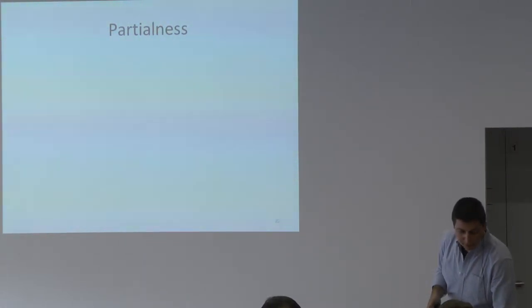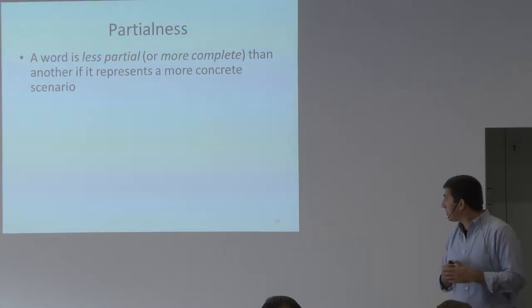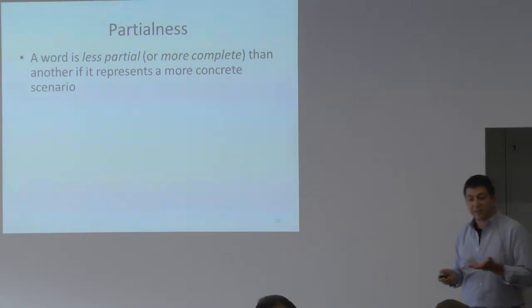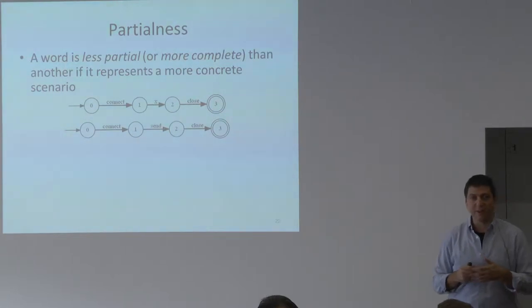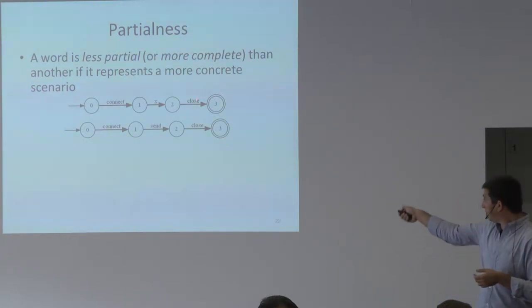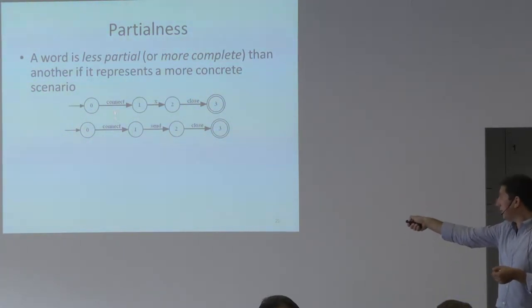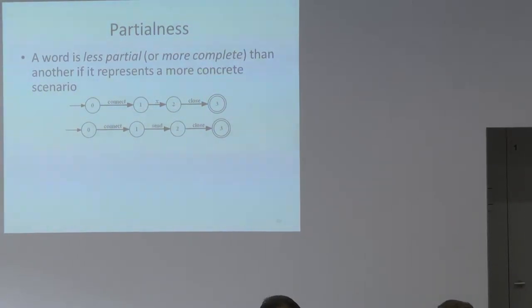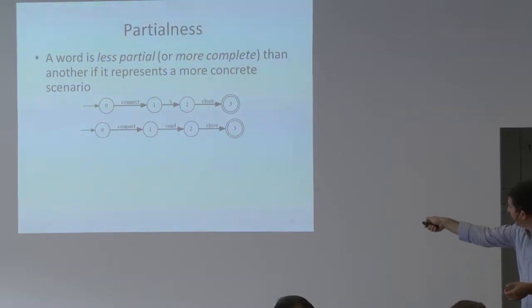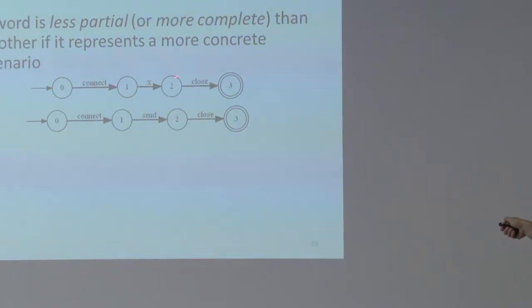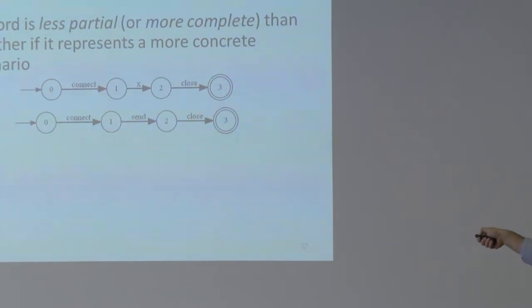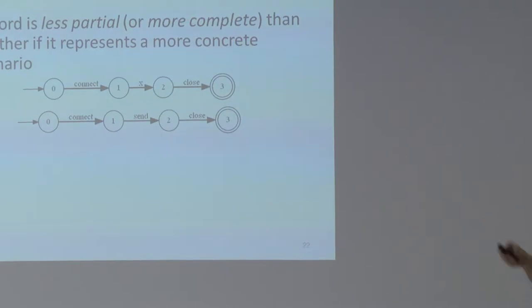Okay, and so you get to this notion of partialness, which says you have to define when a word is less partial than another one, and I think it's best shown by example. So here are two words. One is connect send close, the other is connect x close. I think it's easy to agree that connect send close is less partial than connect x close. In particular, it does not have this variable at all.